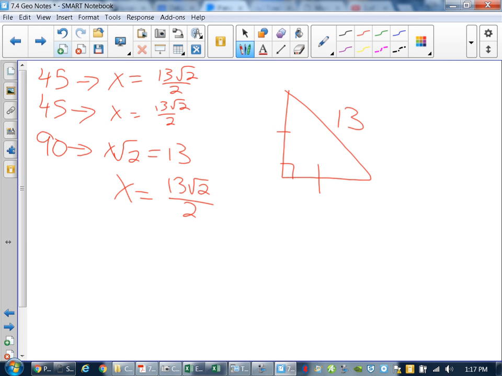I'm so confused on the x square root of 2. How do you know that it's not easy? It always is. That's the rule. Across from the 90s is something times the square root of 2. So if you know what value, in that case it told you it was 13, you take 13, you set it equal to it.